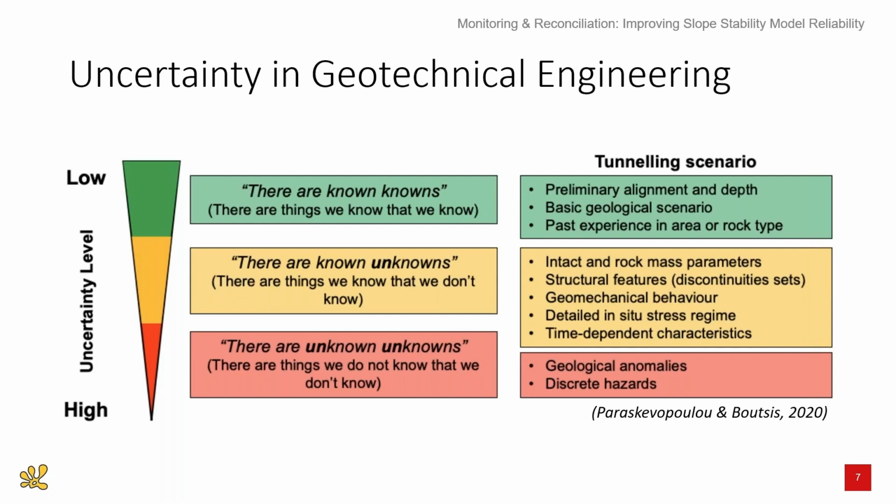And then we have things that are called known unknowns. So things that we know that we don't know, and we can then go and investigate them. So basically all the features of our geotechnical model typically fall in that category. But we also have unknown unknowns, things that we don't know that we don't know. So these are typically discrete hazards or geological anomalies that we didn't expect.